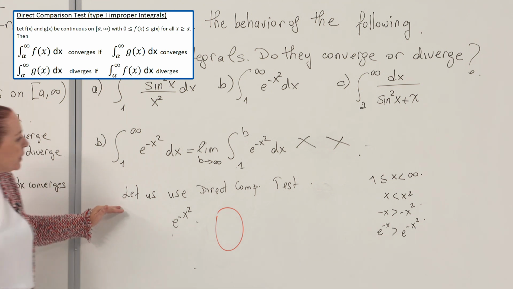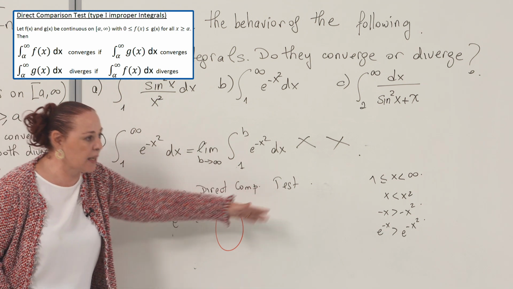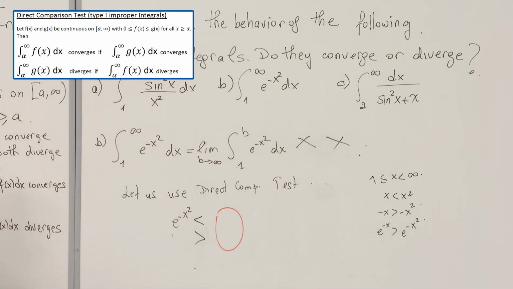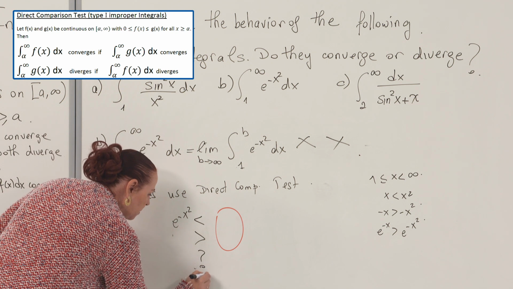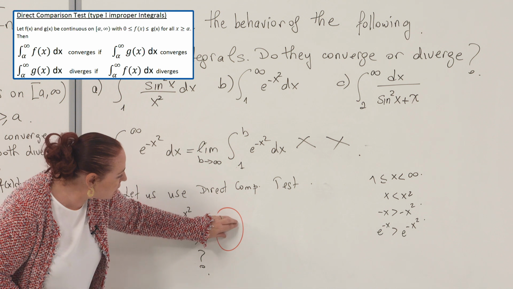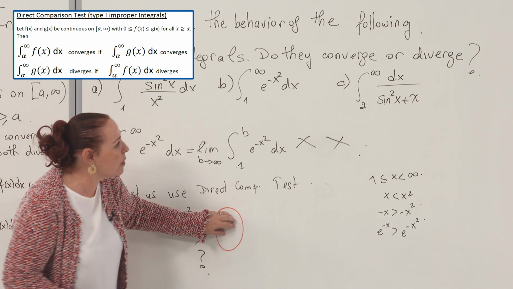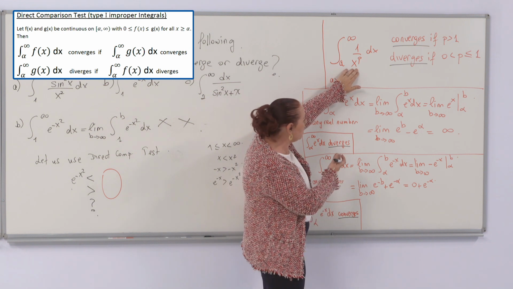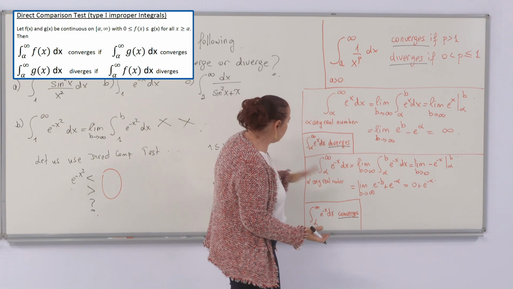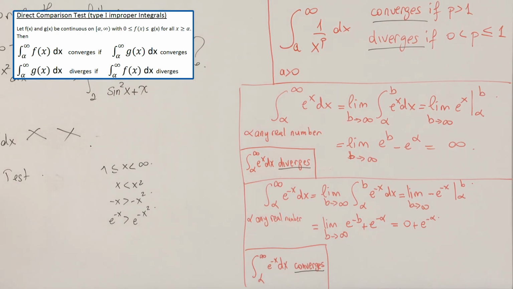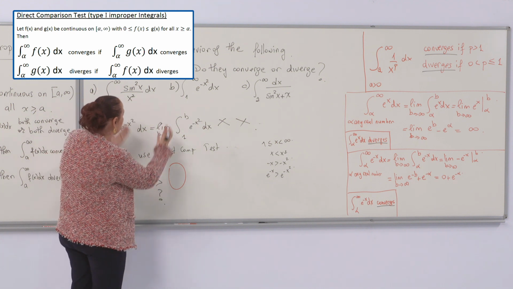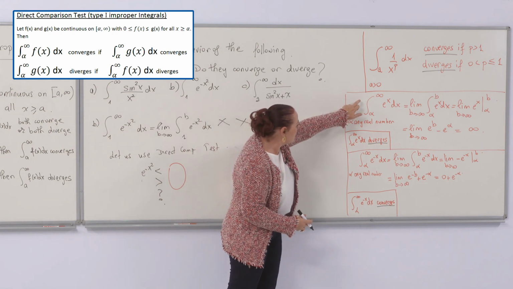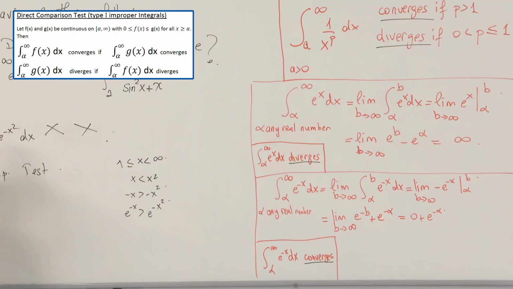So that's why we are going to use the direct comparison test. That means we're going to write something smaller or something bigger. How do we decide? We know that we have one of these options: either I can compare it with a p integral, or I can compare it with this integral, or with this integral. There's nothing like x to the power p like the previous one, so for sure I'm going to compare either with this or with this.